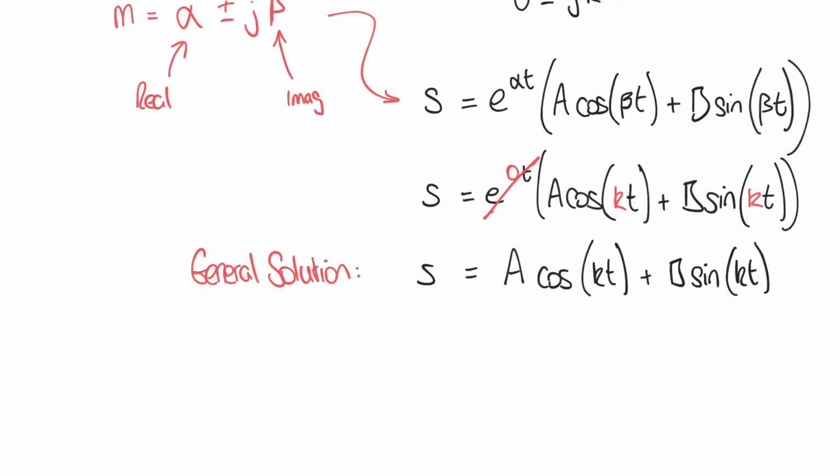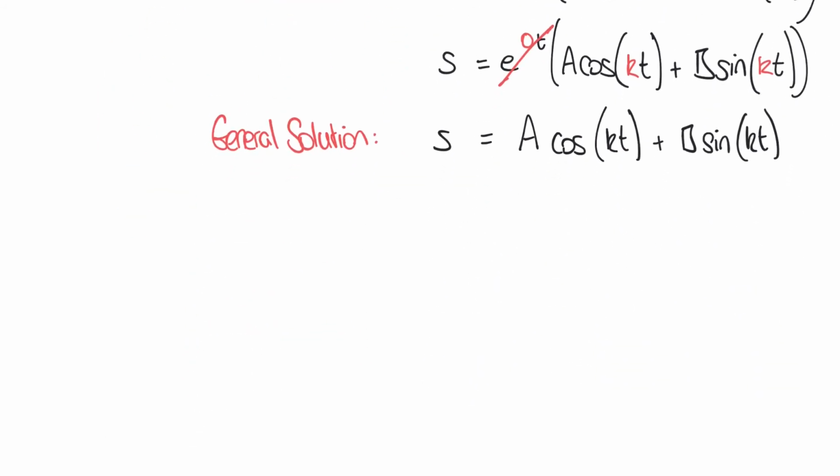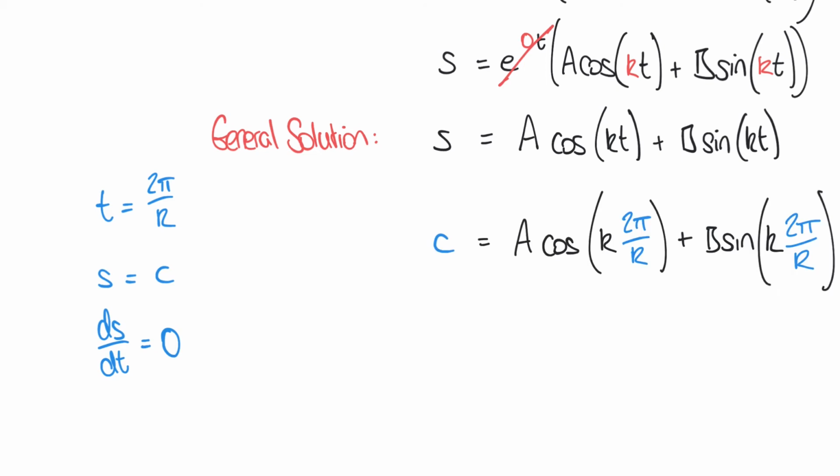And at this point we return to the original question for the particular conditions that we were given at the start. So if you remember, we were told that when time t equals 2 pi over k, the displacement s is equal to a constant c, and the velocity ds by dt is equal to 0. And so what we can do here is substitute some values into our general solution, and we find we have something that looks like this.